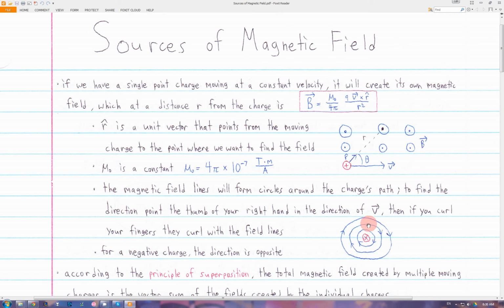And you can get the direction of these field lines by using a form of the right-hand rule. So you make a fist with your thumb pointing straight up. If you point your thumb in the direction that the charge is moving, see here the charge is moving into the page, which is indicated by this X, then your fingers will curl in the direction of the magnetic field lines. And for a negative moving charge, the direction is the opposite of what you get from using this rule.